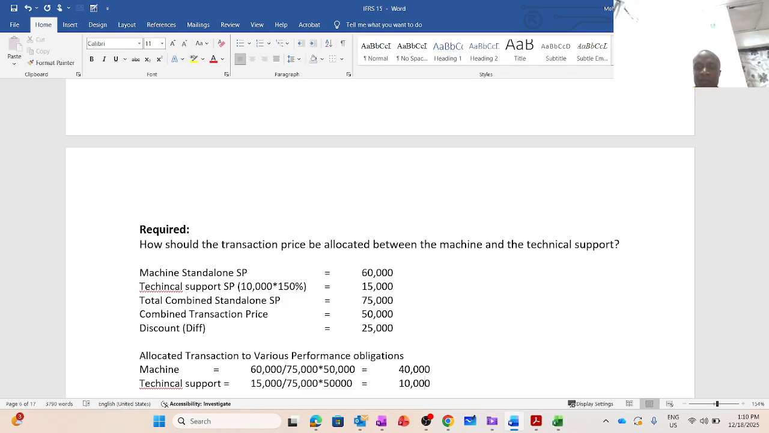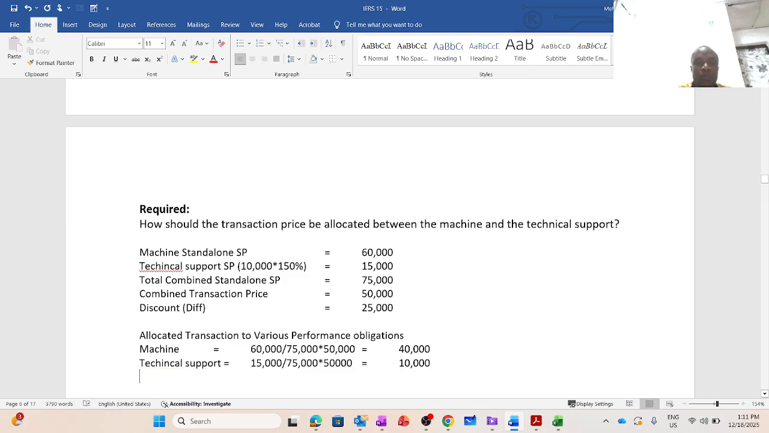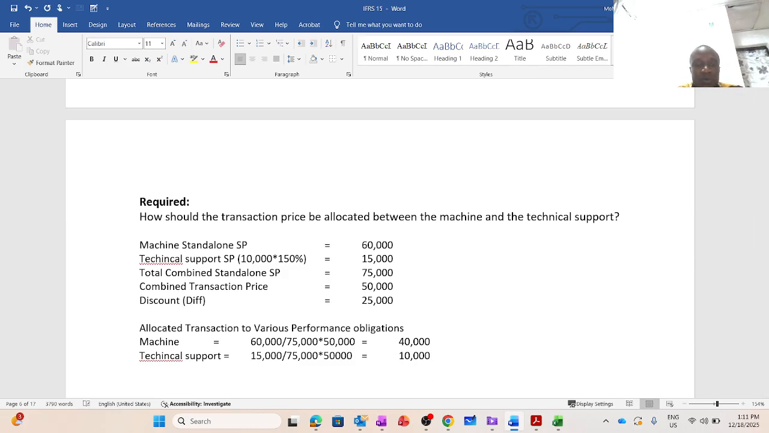So now the combined transaction price of 50,000 has been allocated to both performance obligations, the machine and the technical service. So now we are going to recognize revenue for the machine at 40,000 in our financial statement and the technical support of 10,000. So now the discount of 25,000 has been given. Also, we have an alternative approach that we are going to use, which is the discount approach to allocate the transaction price, which is very simple.